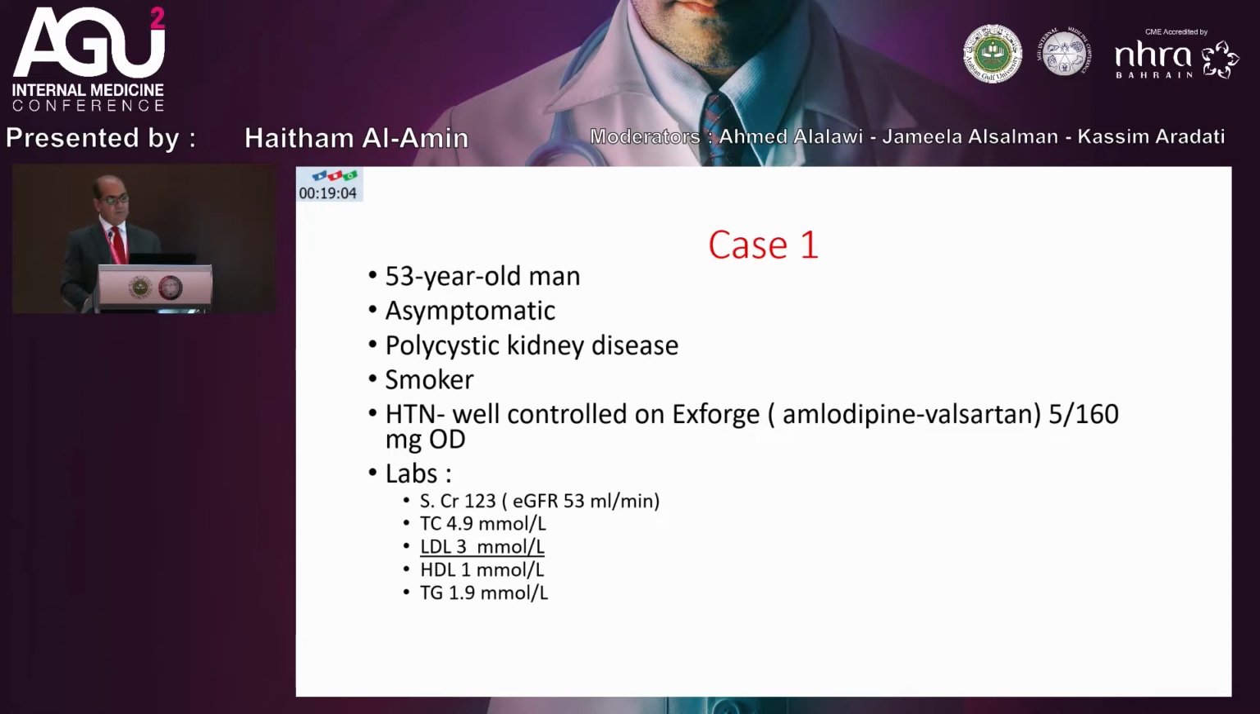This is a 53-year-old man who's asymptomatic. He has polycystic kidney disease, and he smokes. He's also hypertensive, well controlled on amlodipine and valsartan. And this is his blood results. His serum creatinine is elevated at 123. His total cholesterol is 4.9. His LDL is 3, so that's the bad cholesterol. His HDL is 1, and triglycerides are 1.9. So my question to you is, does this gentleman require to be on treatment or not?